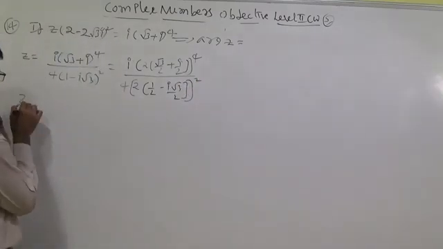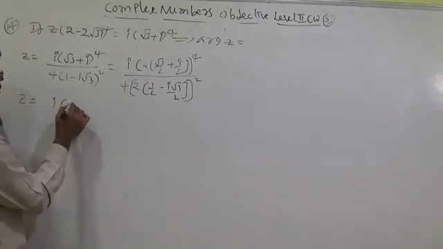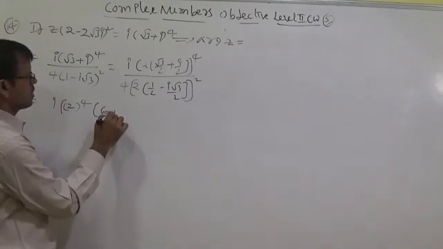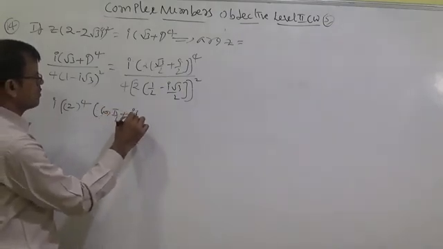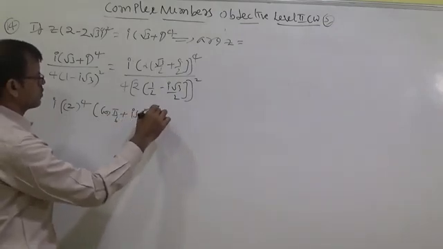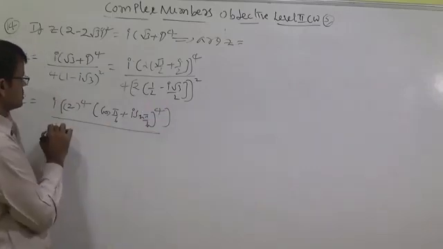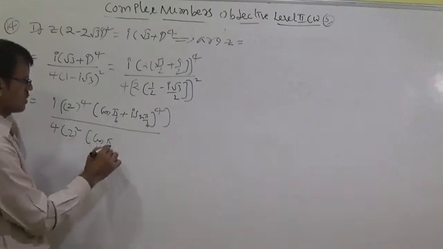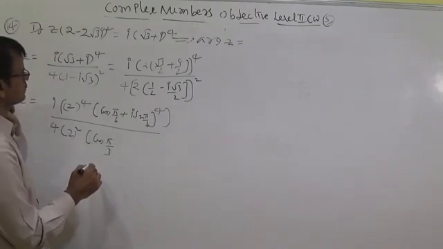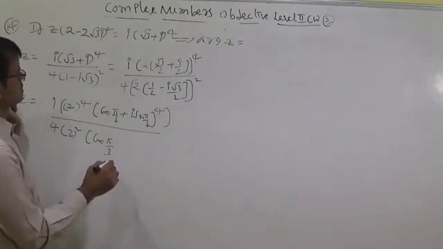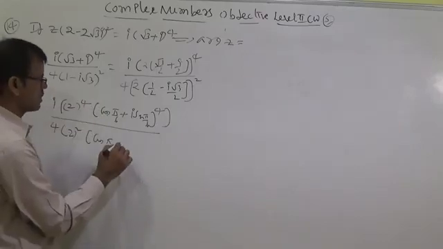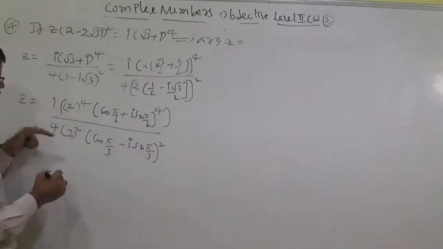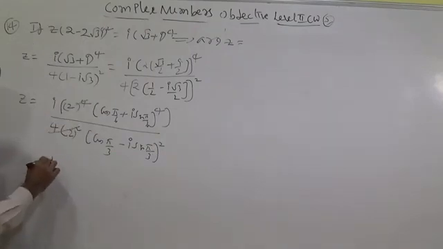So z is equal to I into, this can be written as I power 4 into cos pi by 6 plus I sin pi by 6 whole power 4, whole by 2 power 4 into this can be written as cos pi by 3 minus I sin pi by 3 whole square. Here 2 square into 4 becomes 16, and 2 power 4 is 16, they get cancelled.